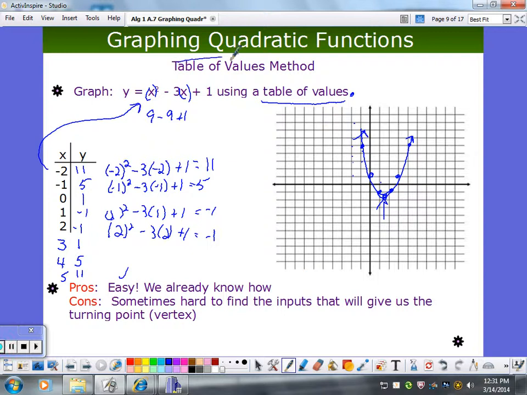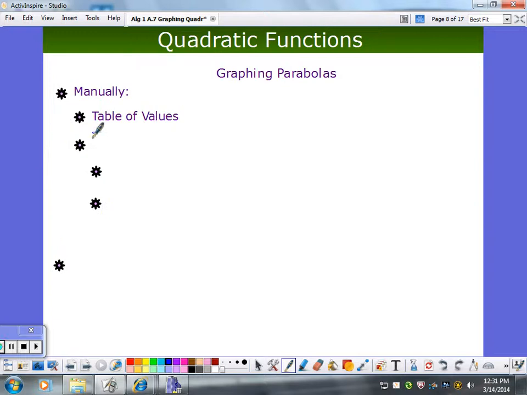But the table of values method, listen, always keep that in your back pocket. It's a nice little method. Any graph that you get, you can use the table of values method. Come up with some x's, plug it in, see what the y's are. So that's one method. But let's look at another method, which is using the properties that we can figure out about the parabolas.